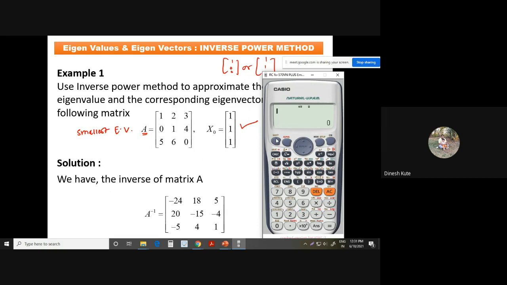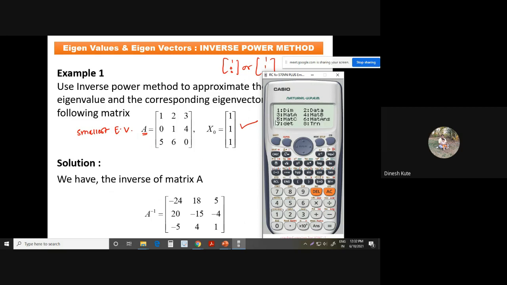Okay, so shift and 4, store that matrix in the calculator. Now I will take a third matrix C of order 3 by 3. Just put all these entries: 1 equal 2 equal 3 equal 0 equal 1 equal 4 equal 5 equal 6 equal 0 equal. Then press AC and then again shift 4. Okay, I have to find the inverse of mat C.